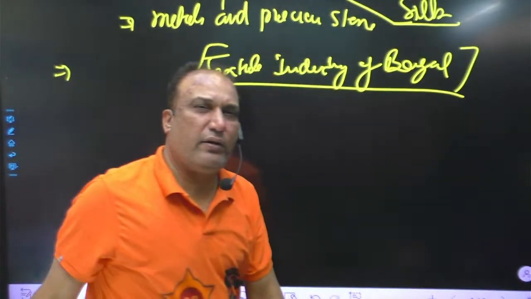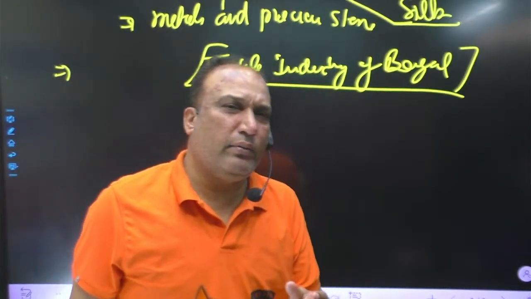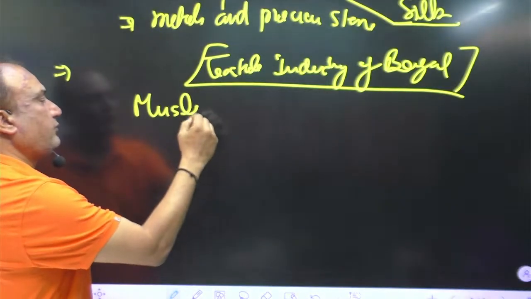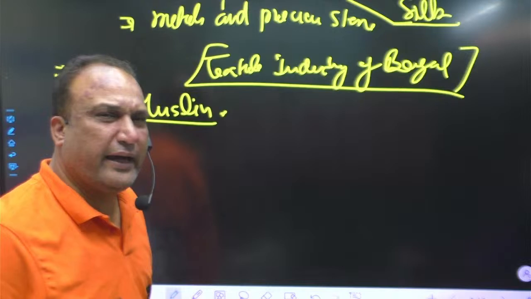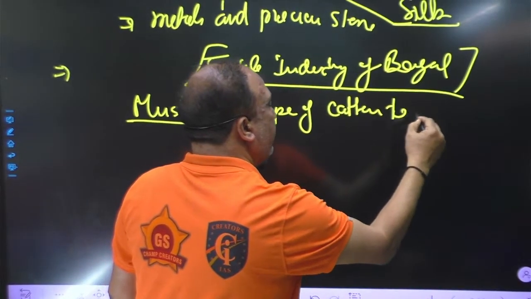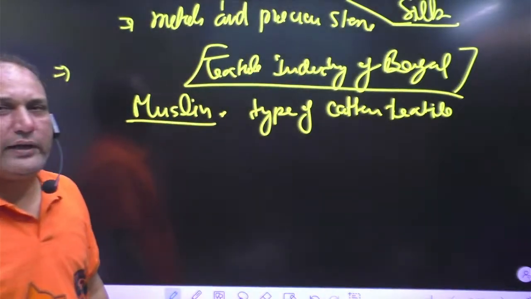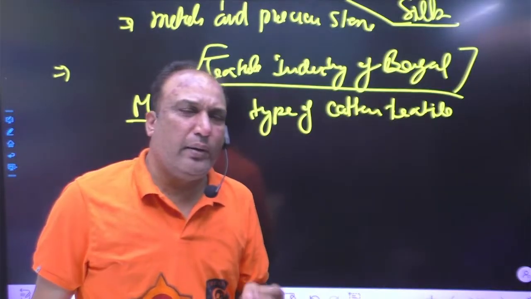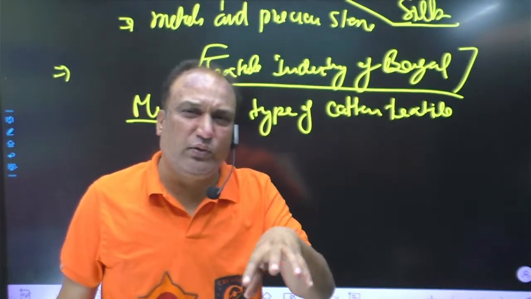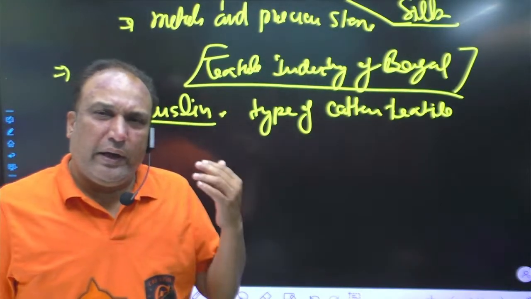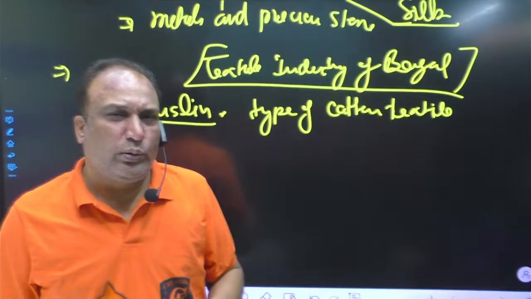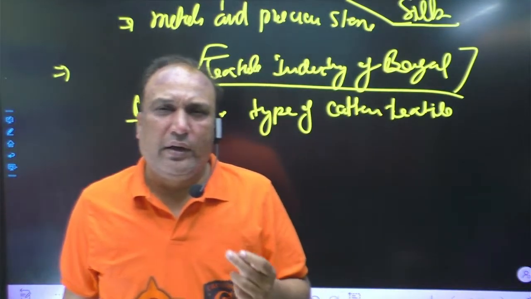Textile industry of Bengal. Muslin is a type of cotton textile, which had its origin in Bengal, particularly places in and around Dhaka. Nowadays Dhaka is situated in Bangladesh, but at that time Dhaka was situated in Bengal. So it was spelled during the pre-independent period as Dacca or Dhaka. Now it is known as the capital city of Bengal. So Dhaka muslin.